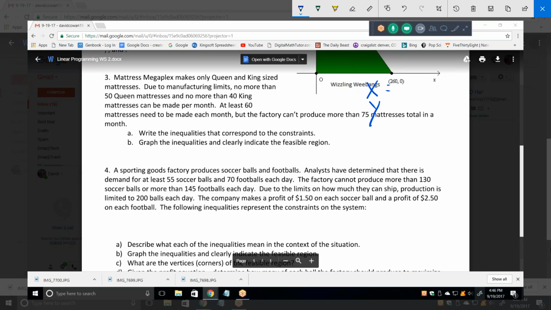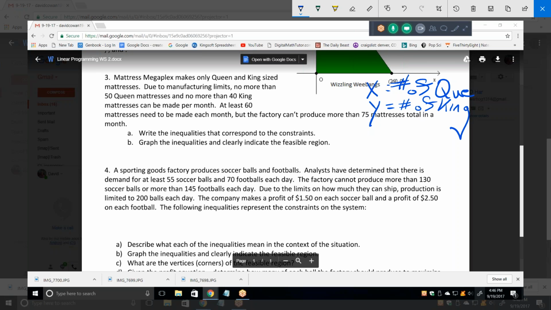Remember, be specific. Does that mean the price of a queen or the number we're going to make? So the number of queen mattresses sold, the number of queen size mattresses that we're going to manufacture. We are a manufacturing company, or we're dealing with one, and we're going to let Y be the number of king size. Okay? Now, let's try to write the inequalities that correspond to the constraints. I'm going to write those right below.